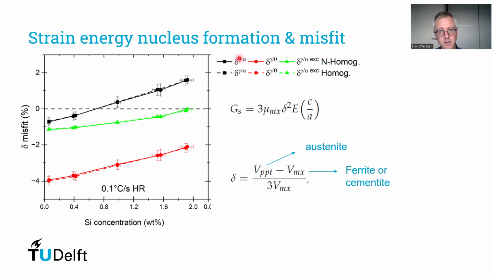All right. Then we look at the strain energy and the misfit. We can look at the misfit between the austenite and the ferrite and the austenite and the cementite. So to calculate the misfit strain, we can apply this formula where here you have the misfit and here you have a geometrical parameter, which if we assume a sphere, we can equate to 1. And here we have the shear modulus of the matrix. And the misfit is defined by the atomic volume of the precipitate in the matrix. And the precipitate can be the austenite, and the matrix is either the ferrite or the cementite.